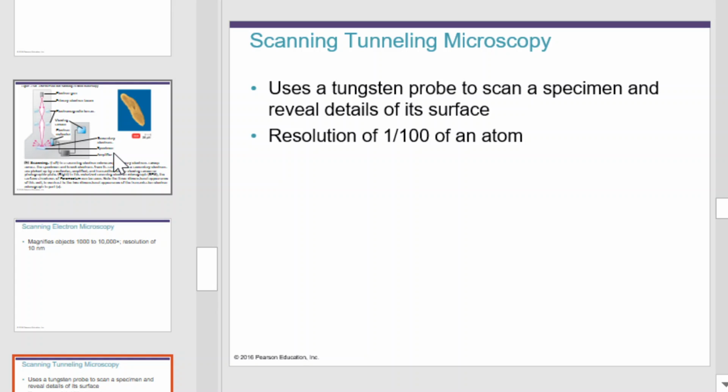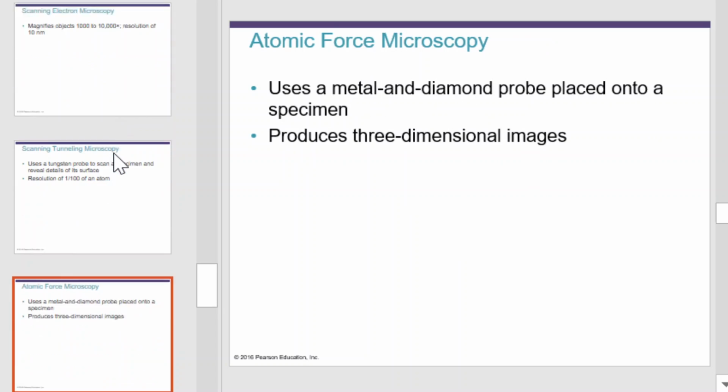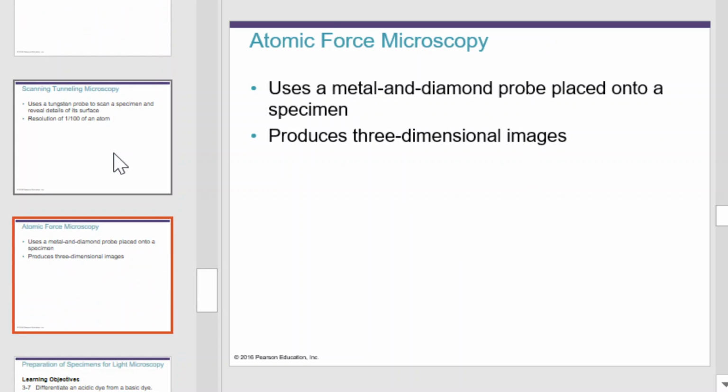The scanning tunneling microscope uses a tungsten probe to scan a specimen and reveal details of its surface. It has a resolving power of 1/100th of an atom. Atomic force microscopy uses a metal and diamond probe placed onto a specimen and can produce three-dimensional images.